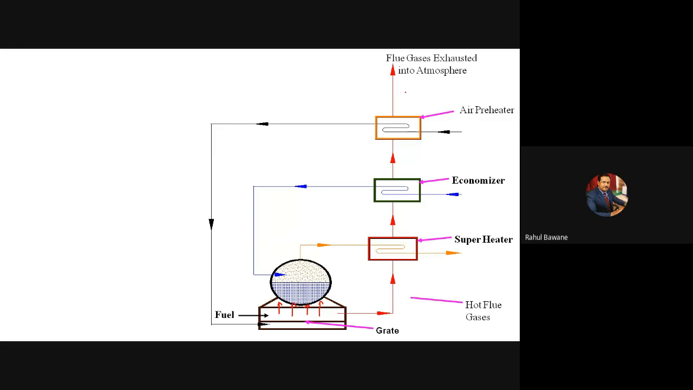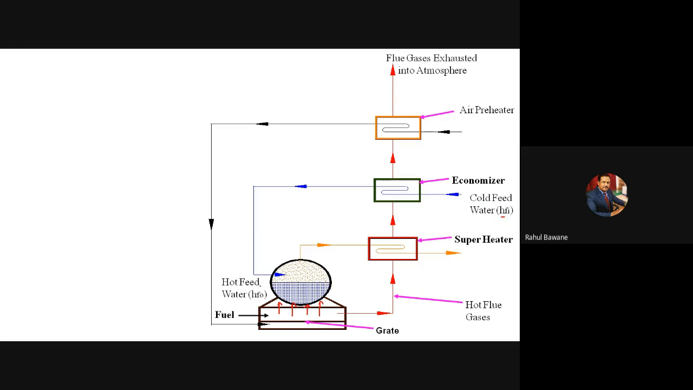By notation, we can say that at the economizer, we are supplying room temperature water, that is, cold feed water. H, small h, stands for the enthalpy of that water. F stands for fluid, and I stands for inlet. So hfi, that is the enthalpy of fluid at inlet. Which fluid? Room temperature water.